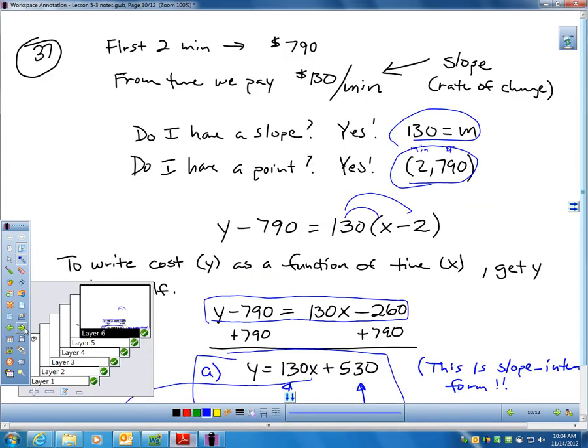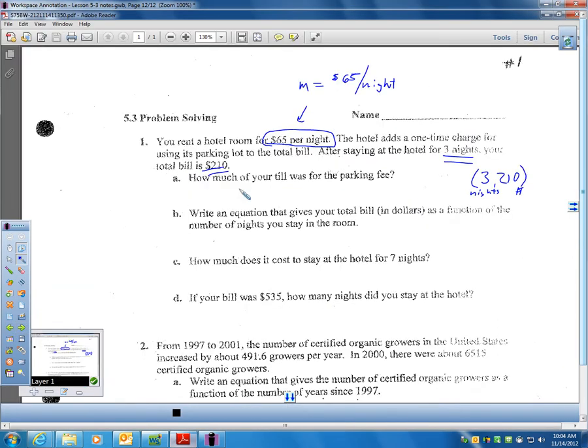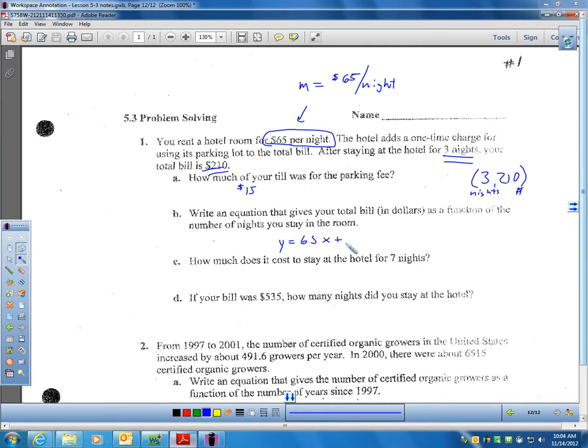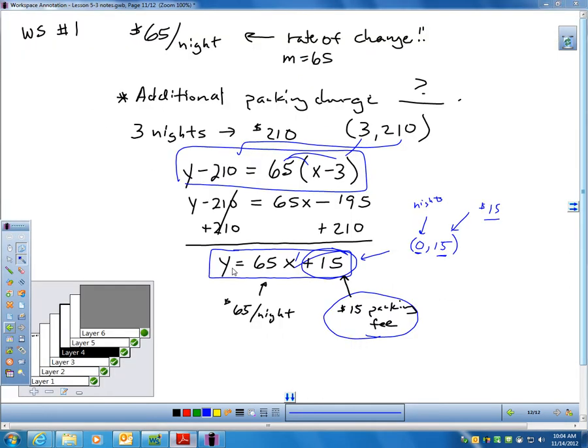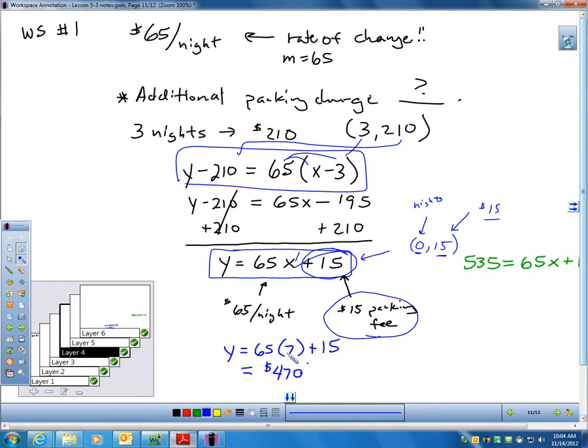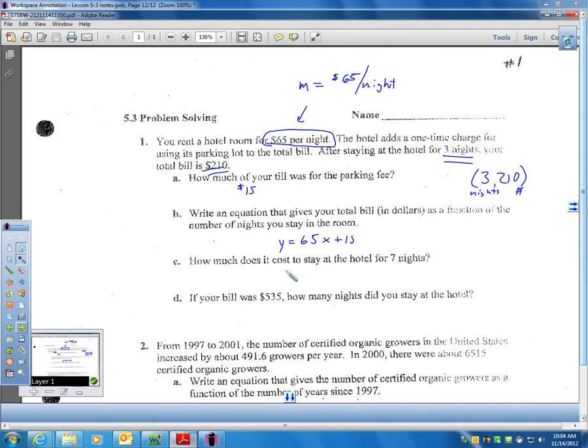Oop, went the wrong way on that. So my fee was $15. Write an equation. We already did. y equals 65x plus 15. I already wrote an equation that gives my bill as a cost, as a function of the number of nights in the room. Okay, I already did that right here. After 7 nights, all I've got to do is plug in 7. What's the cost? Well, 65 times 7 plus 15 is 470. So I just found out for 7 nights it's $470.